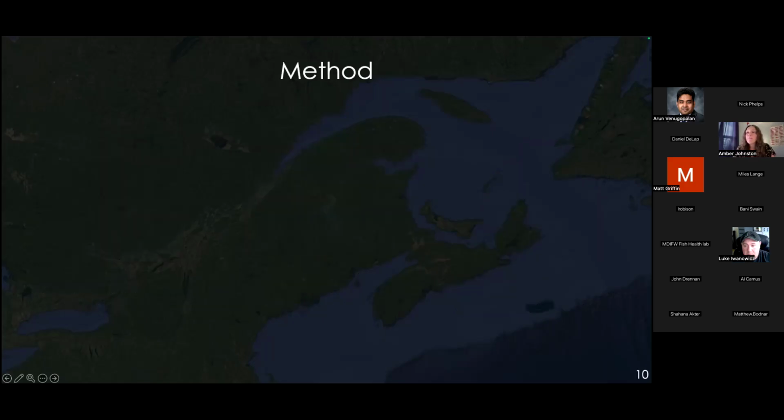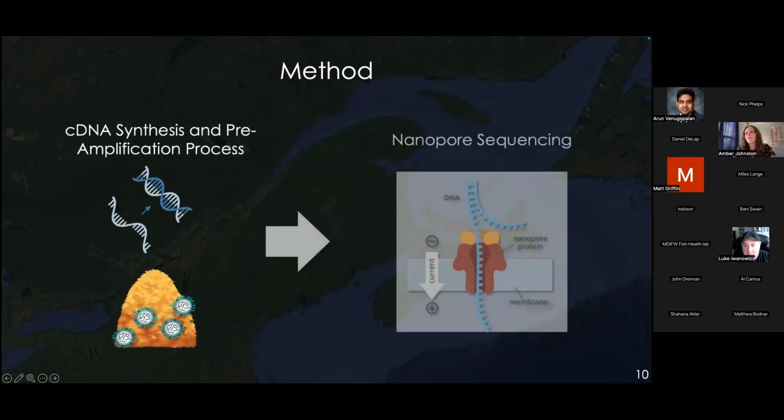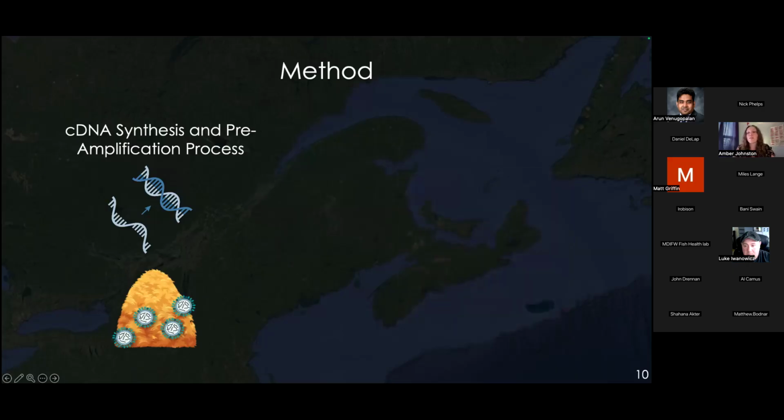So with that last point in mind, the first step of our method, and what I'll be focusing on mostly today, is the preamplification process targeted at increasing the amount of viral nucleic acid prior to nanopore sequencing. And we chose nanopore here in an effort to better capture any ISAV isolate co-infections with longer read lengths. So the first step of this is to design virus-specific primers.